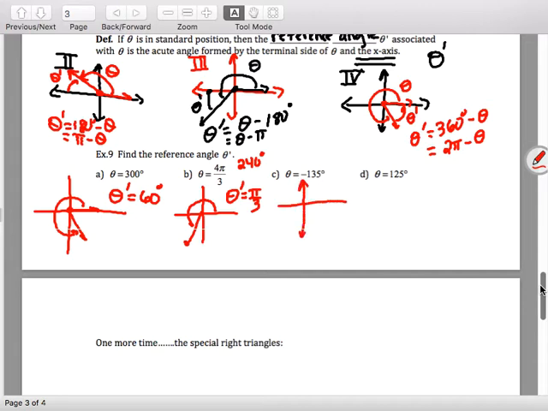All right, letter C. If I rotate negative 135 degrees, how far away am I to the x-axis? 45. It's not a negative. Okay, a reference angle is a distance, so it can't be negative. Then the last one, 125. I didn't draw that very well. How far away am I from the x-axis? That was okay. I got 55 degrees. 180 minus 125.